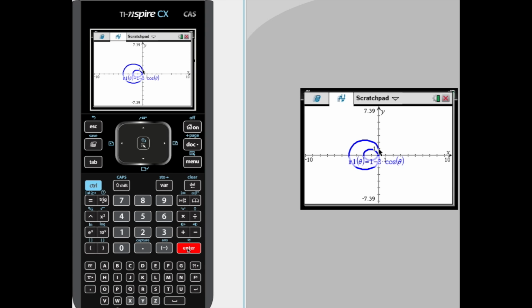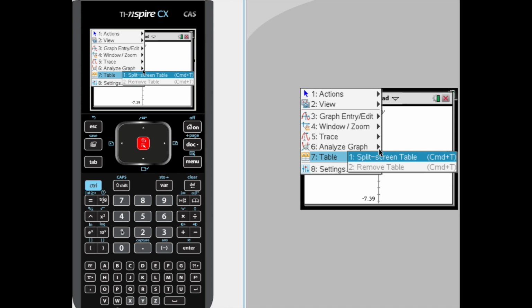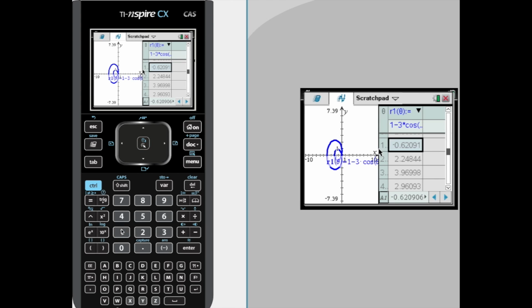But this calculator tutorial is actually part of a full-length lesson graphing polar equations. And we were interested in getting the values off of the table. So we're going to hit Menu. We're going to go down to Table. And I could have just hit 7. We're going to do it in a split screen, like right here. I'm going to hit the 1.